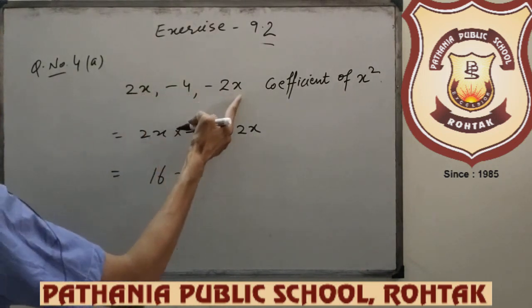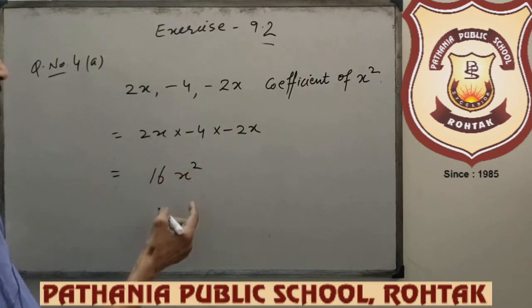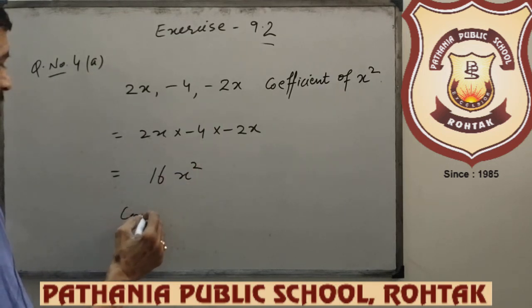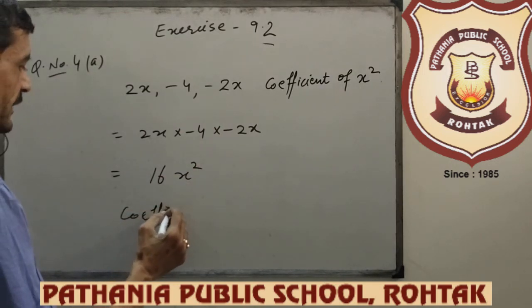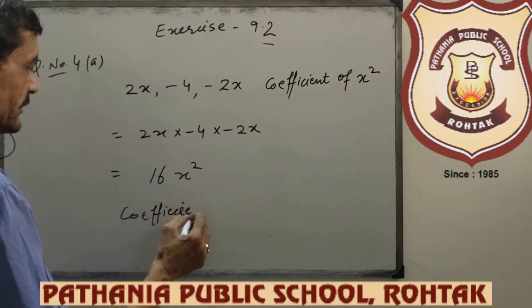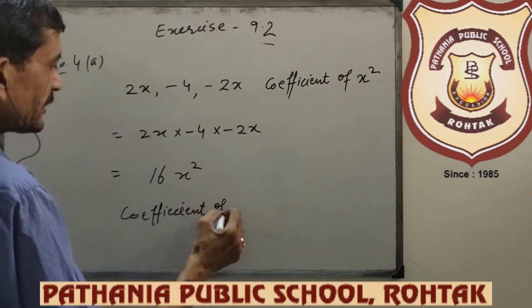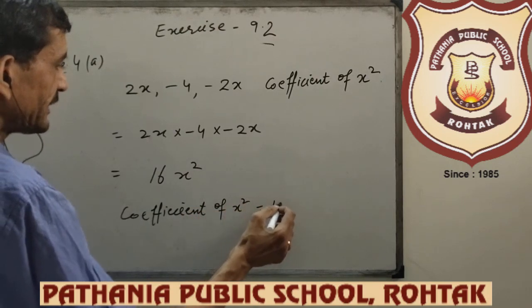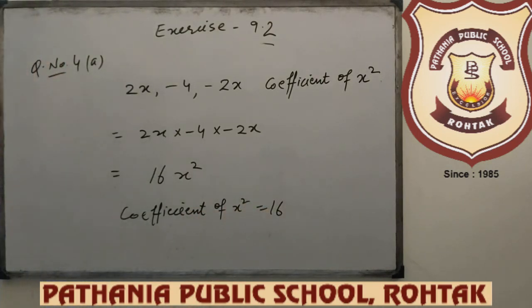ठीक है, x into x is x square. तो what is the coefficient of x square? Coefficient of x square is equal to 16. Coefficient of x square is 16.